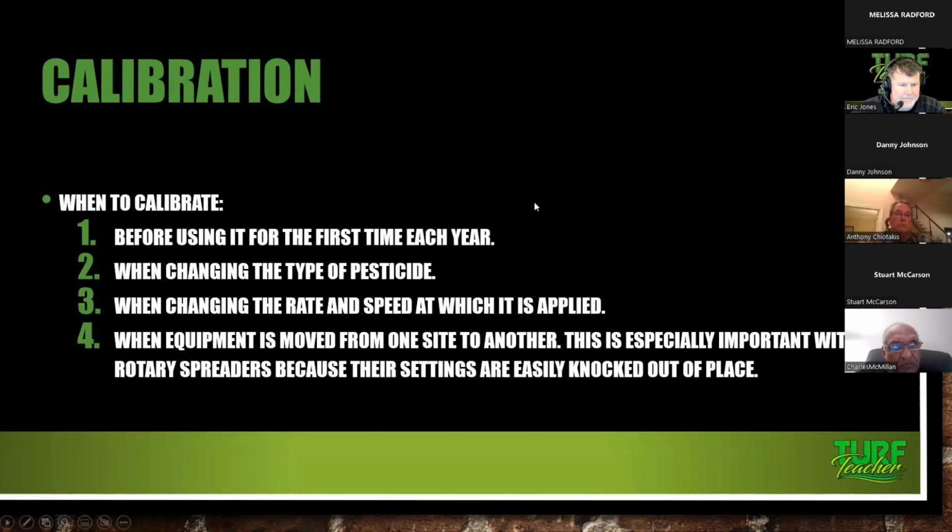So when to calibrate? Before using it the first time each year, yes, we're getting out that equipment. It needs to be done if we're going to put it out on the road, but it needs to be done every day. When changing our type of pesticide, when changing the rate and speed at which it's applied, and when equipment is moved from one site to another.